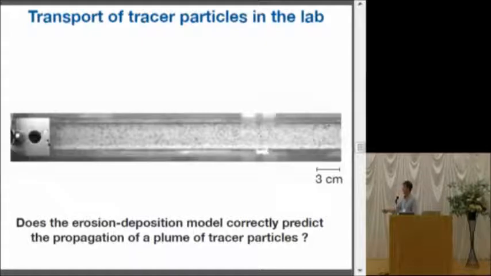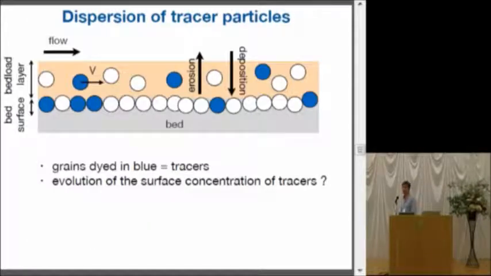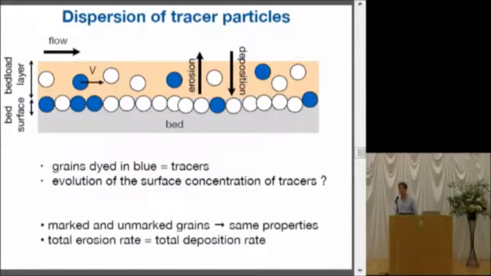Again, I have my bed surface reservoir. I also have my bed load layer. And this time, I'm just going to change one thing. I'm going to dye some of the grains in blue, and these blue grains are my tracers, and I'm going to try to see whether I can predict the evolution of the surface concentration of these tracers or not. And to do so, I'm going to work within the frame of two very simple assumptions.